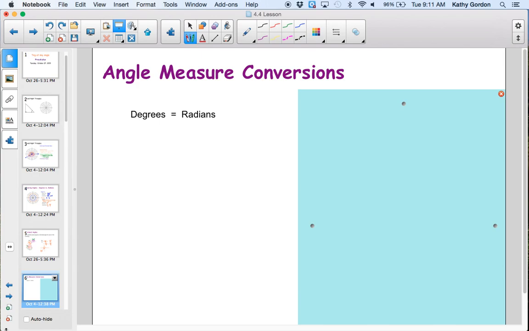So what do we know about degrees and radians that are equivalent? 360 degrees is 3 pi. 180 degrees is pi. 90 degrees is pi over 4. And 270 is 3 pi over 2. Or pi over 2. You lost me after that. Which other ones did you say? I said 270 is 3 pi over 2.